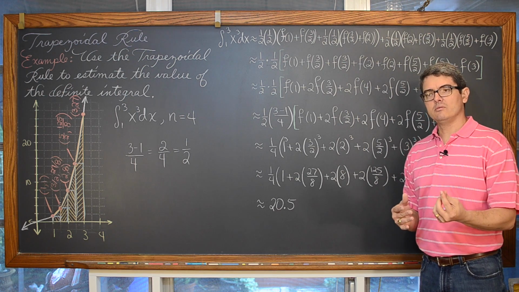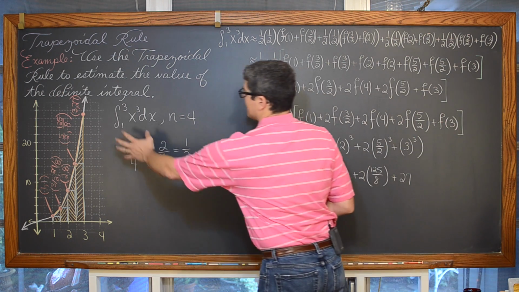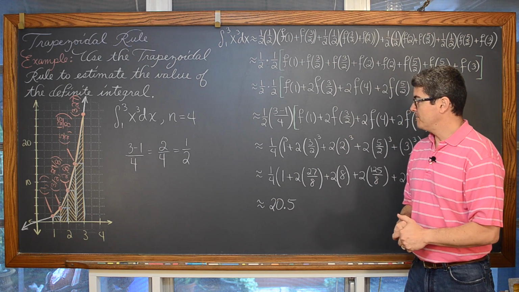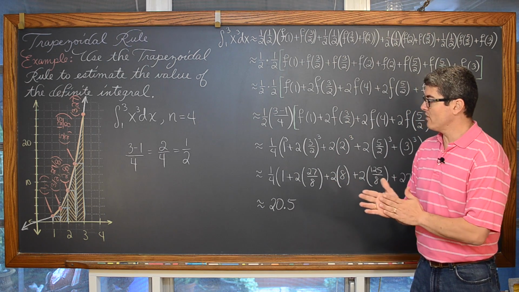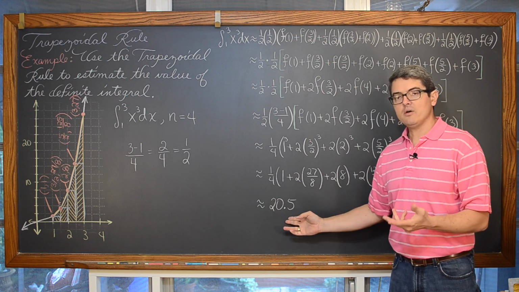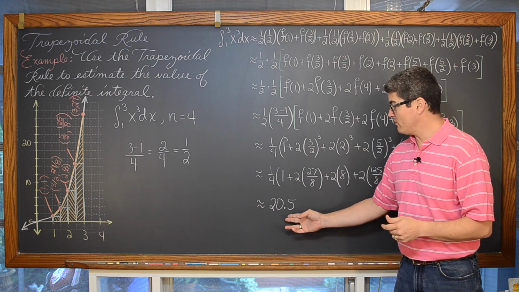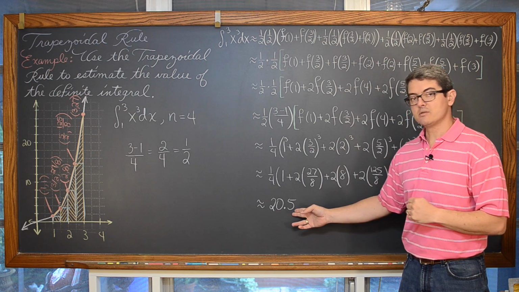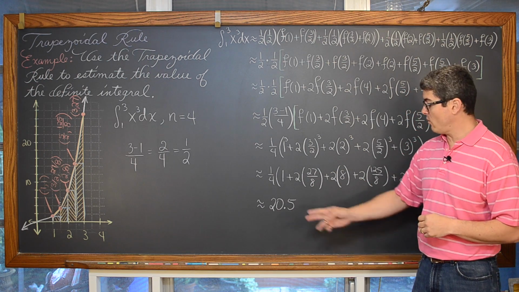20.5. Now remember, because this is a definite integral that we could evaluate using the skills we've learned so far in evaluating definite integrals, we know the answer is really 20, and with only four trapezoids, we got an estimate that was really quite close.